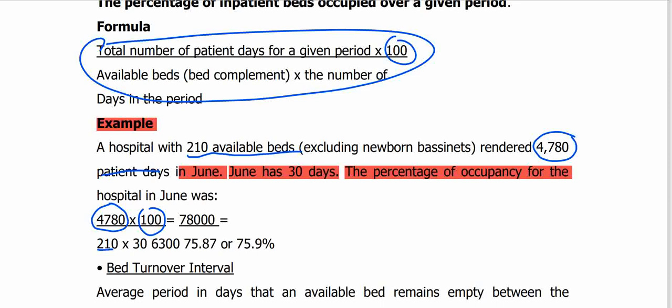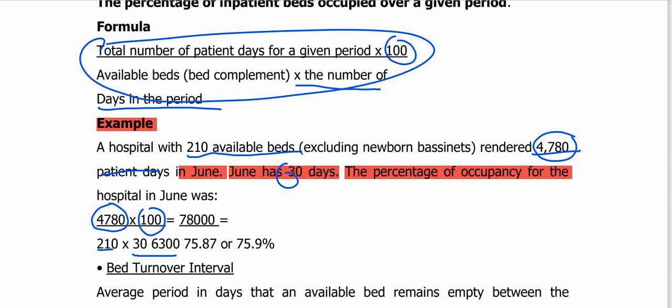All right, times the number of days in the period. Right, so what is the number of days in the period? All right, so we have 30 times 210, which is 6,300. Now, how do you do this? You multiply the 4,780 times 100, and you divide by 210 times the 30.